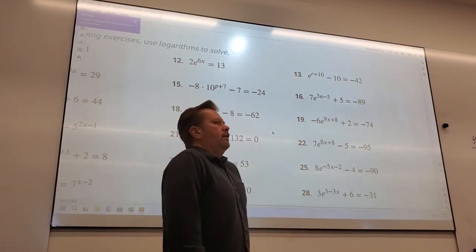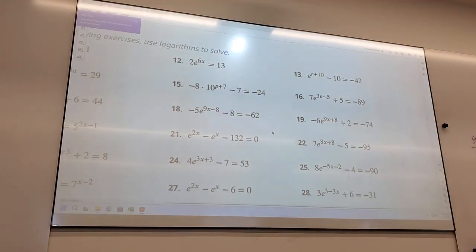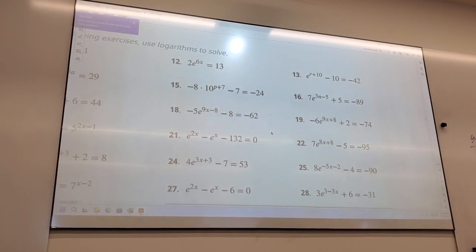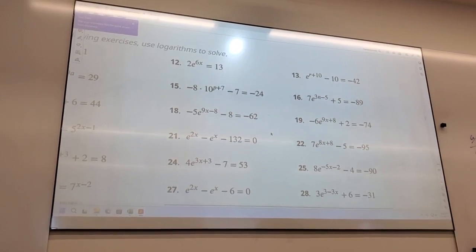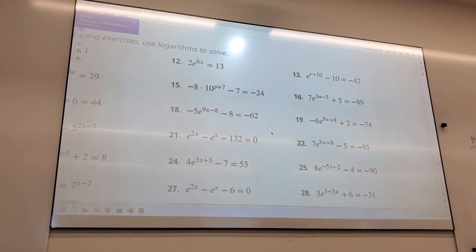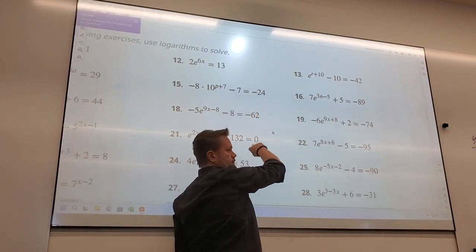I don't care what the function is or the equation that we're trying to solve. You always do the same stuff. I know you don't believe me, but what term has my variable in it? The first one, right? Negative 8 times 10 to the... I need to get that by itself first. So what do I want to move first? Negative 7. So first I would add 7 over, right?